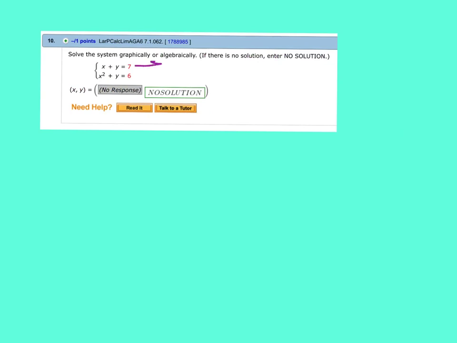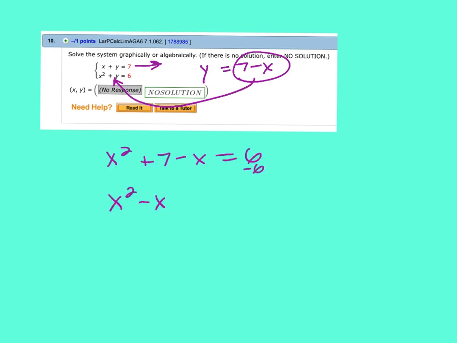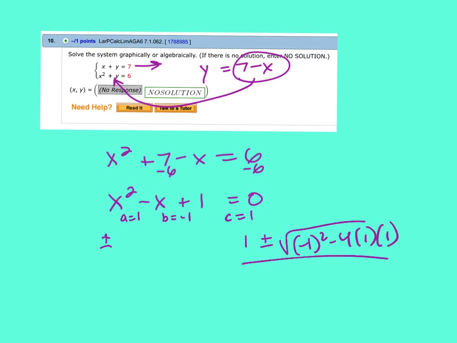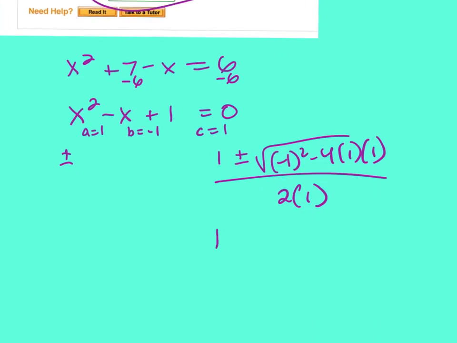So for this one, let's say I solve for x, actually I'd solve for y so I don't have to square it. I'd get 7 minus x, take that, plug it in. X squared plus 7 minus x equals 6. Subtract this, and I'd get +1. So when you go to solve this, this is not factorable. If I do the quadratic equation, I'd get plus and minus. A is 1, b is -1, c is 1. So -b plus and minus the square root of b squared minus 4ac all over 2a. And what happens here is I get the square root of a negative number.